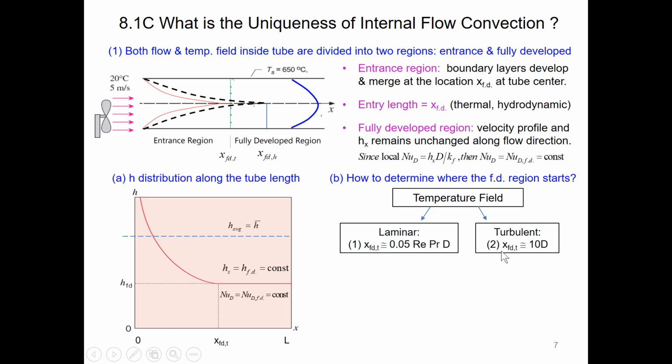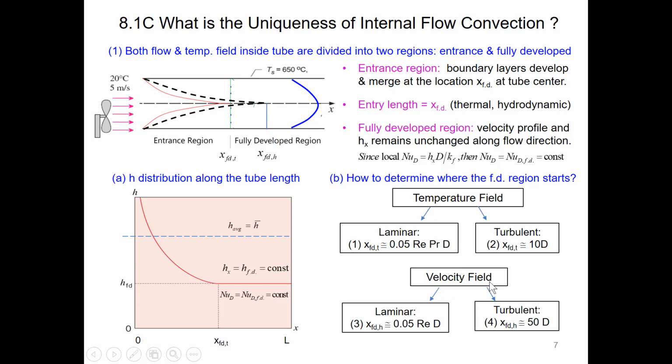Equation 2 defines the entrance length for turbulent flow. For the velocity field, equation 3 defines the entrance length X_FD,H for laminar flow, which is 0.05 times Reynolds number times the diameter. Equation 4 defines the entrance length for turbulent flow.